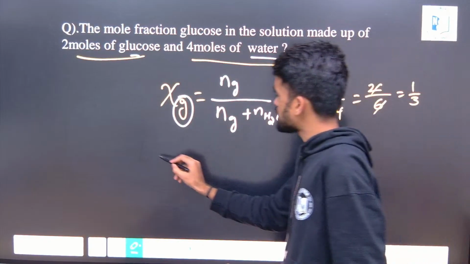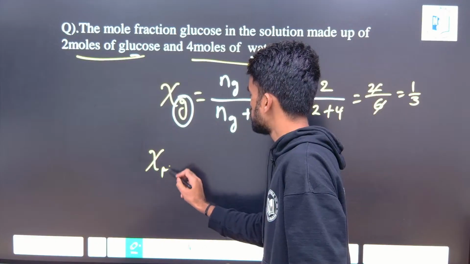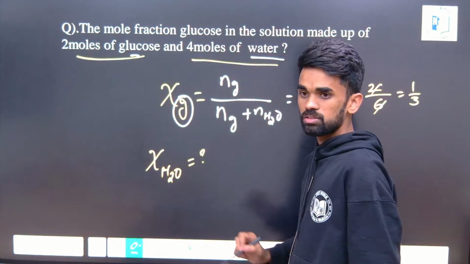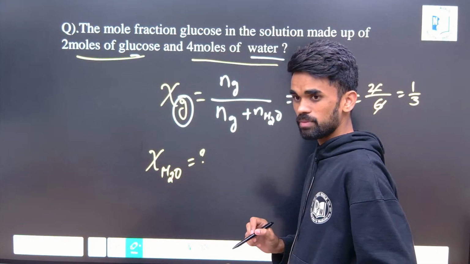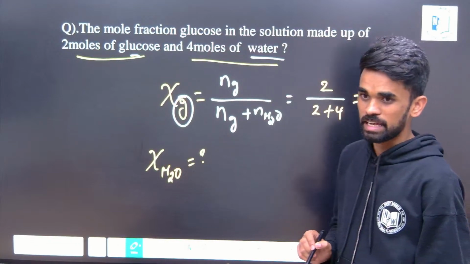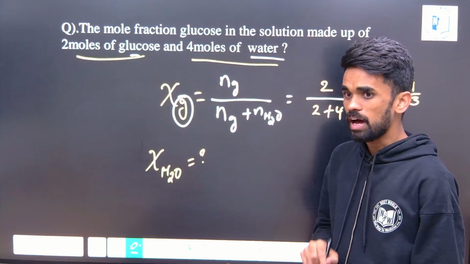Now if I ask for the mole fraction of water, what is your answer? 4 by 4 plus 2, that is 4 by 6 again. Like that you can do it, or you can do it like this.